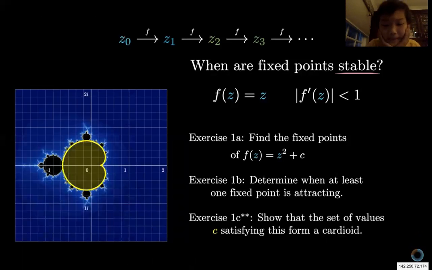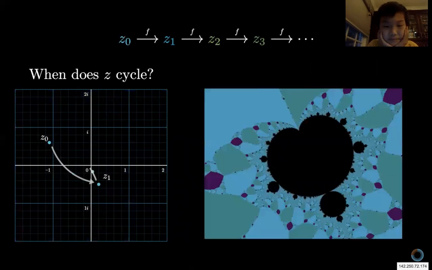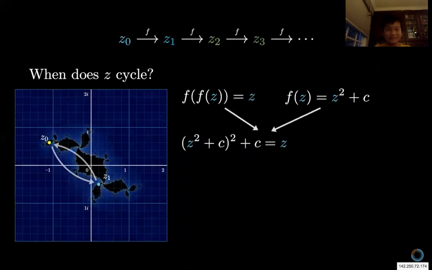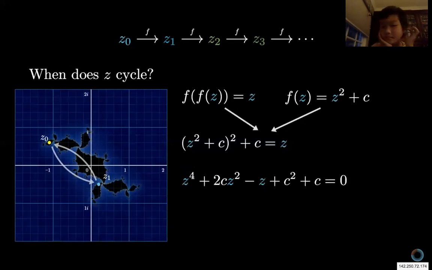A natural next step would be to ask about cycles, and this is where things really start to get interesting. If f of z is not z, but some other value, and then that value comes back to z, it means that you've fallen into a 2 cycle. You could explicitly find these kinds of 2 cycles by evaluating f of f of z, and then setting it equal to z. For example, with the z squared plus c map, f of f of z expands out to look like this. A little messy, but you know, it's not too terrible. The main thing to highlight is that it boils down to solving some degree 4 equation. You should note, though, that the fixed points will also be solutions to this equation, so technically the 2 cycles are the solutions to this minus the solutions to the original fixed point equation.